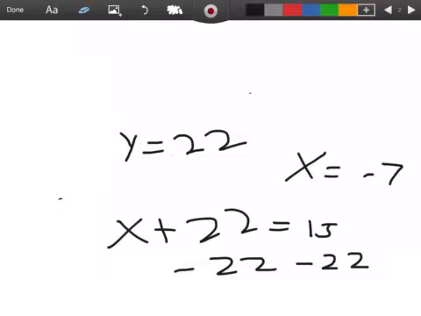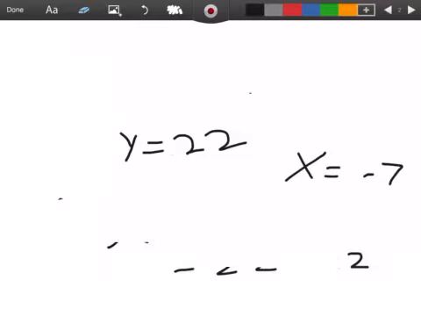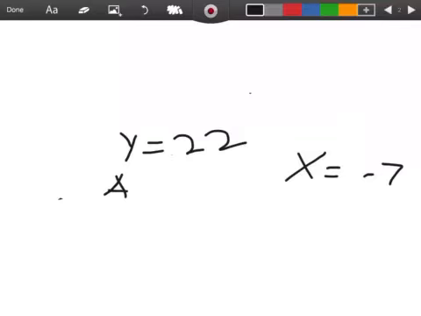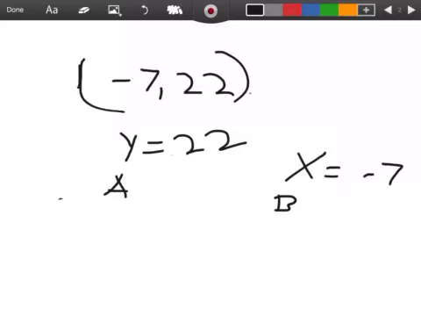Now there's one more step to this. We have to write our answers as an ordered pair. So let's say instead of y you have a, and instead of x you have b. You always write it in alphabetical order. So in this case, x comes first and then y. So write negative 7 and 22. And if you want, you can graph these points.